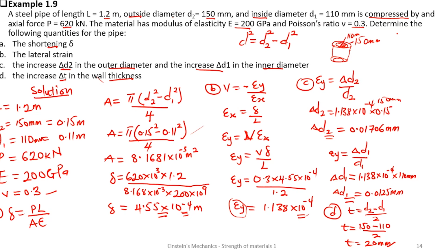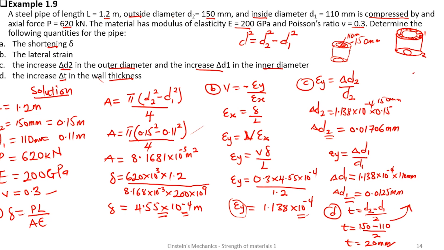Are we good? So this is the thickness, from this end to this end. You subtract the smaller diameter from the bigger one and divide by 2 to get the thickness T to be 20 millimeters. And we have to find the change in thickness, so we go through the same approach.